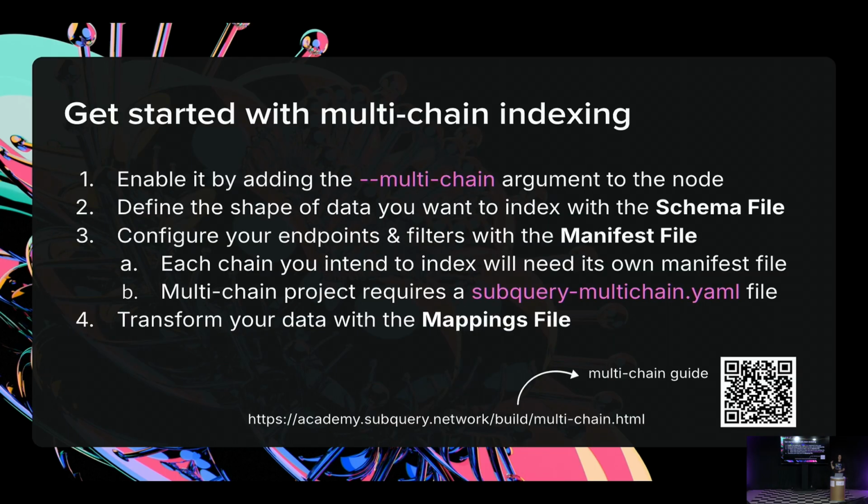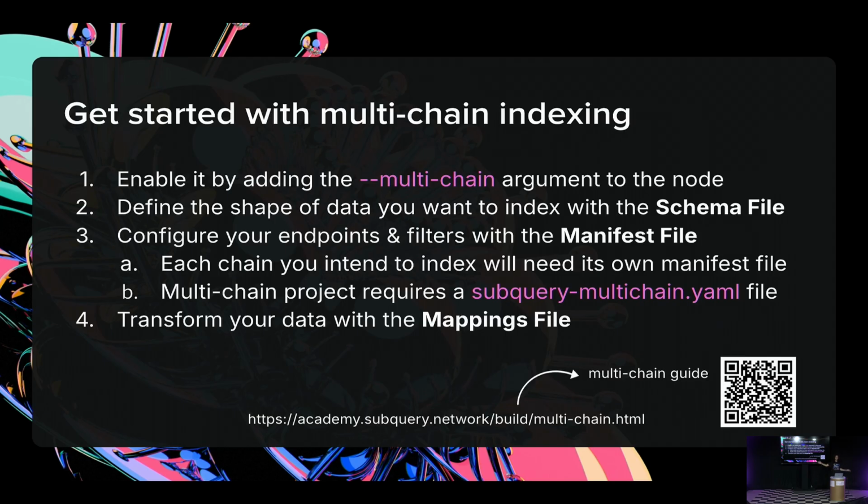And then the last thing before we go to the code, I want to mention this. This is something that differs a little bit when you start developing a multi-chain project with SubQuery from a single chain project. You would need to enable multi-chain in the node. That's easy. The schema file is still the same, one file. Manifest file, as I said, one manifest file per one chain you're indexing.